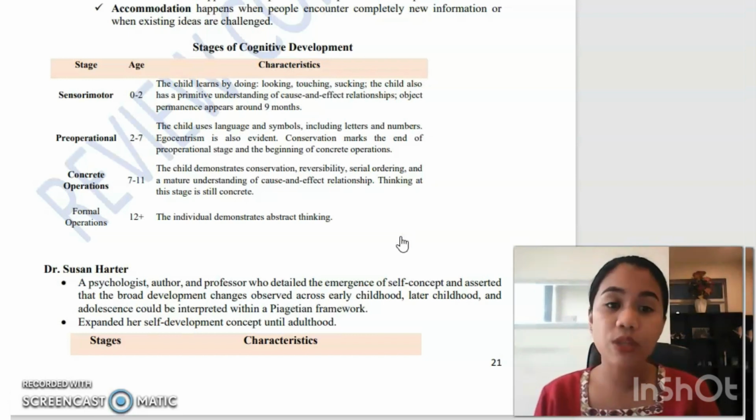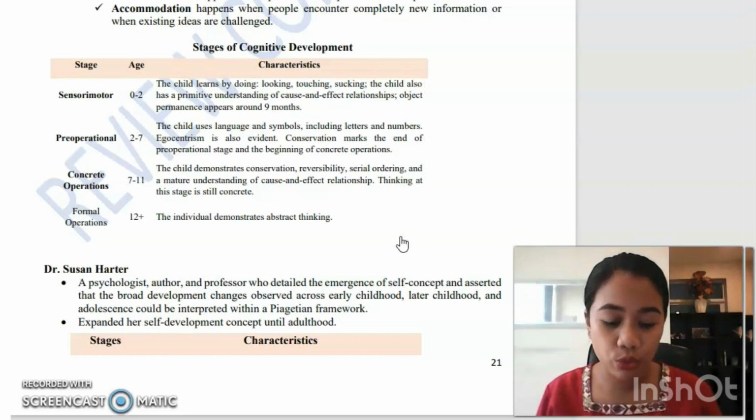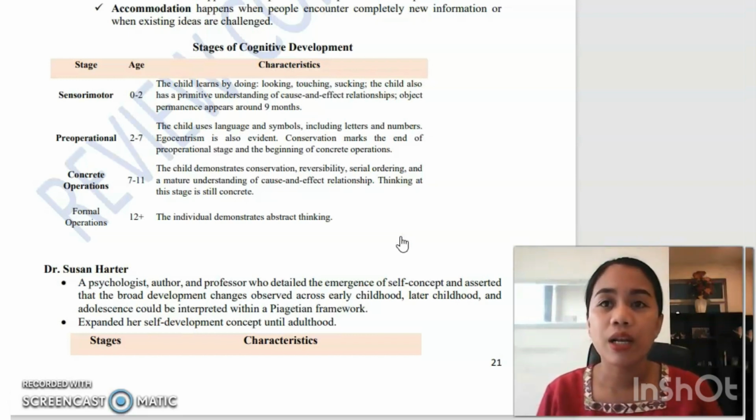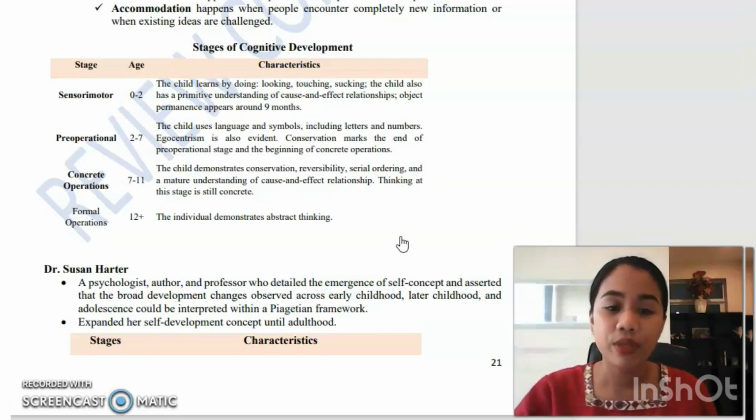And the last stage is what we call the formal operation. It's between 12 years old and above, wherein the individual demonstrates abstract thinking. So it's a deeper meaning of thinking. Eventually, they will slowly learn to think logically, logical reasoning. They will learn to discover explanations on their own. They will learn to comprehend much more deeply than in the previous years of their lives. Okay?